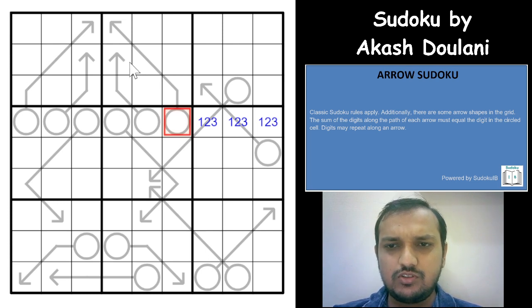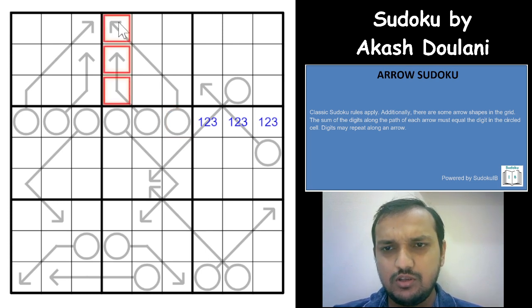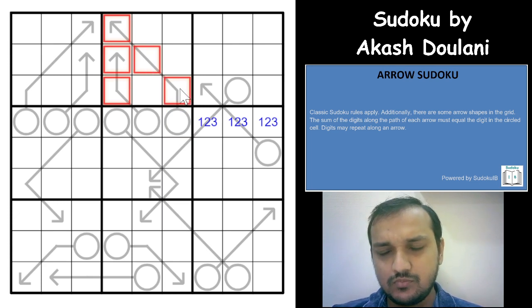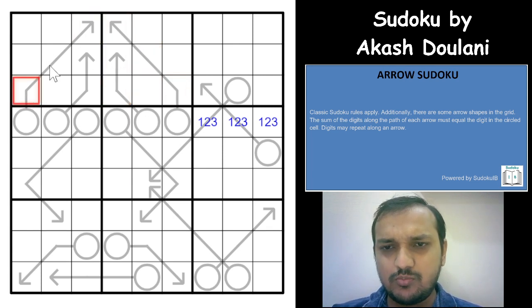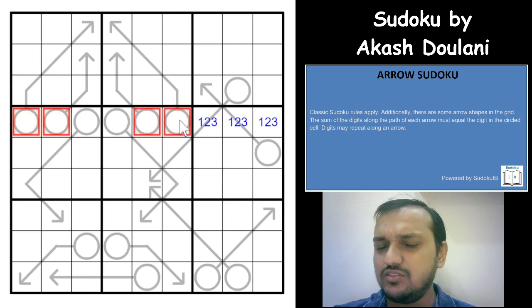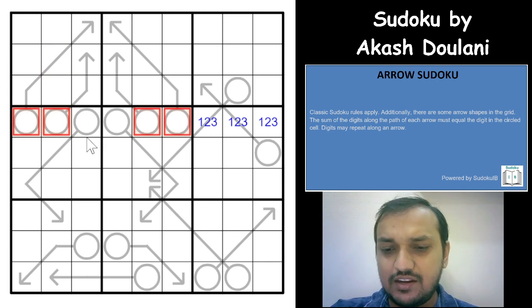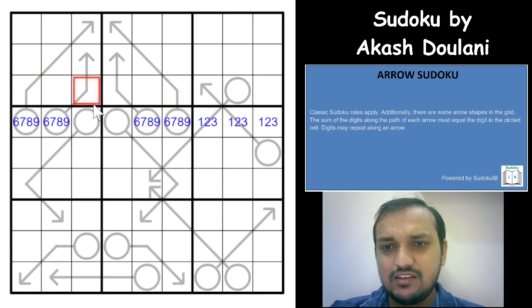Okay, that's a really good sum logic here. The sum of these 5 cells is 15 minimum. You cannot have anything less than 15 for the sum of these 5 cells. The same thing goes here in box 1 as well. So the sum of these 4 circles would have to be 15 plus 15, 30, which is 6, 7, 8 and 9, and these 2 cells would have to be 4 and 5.